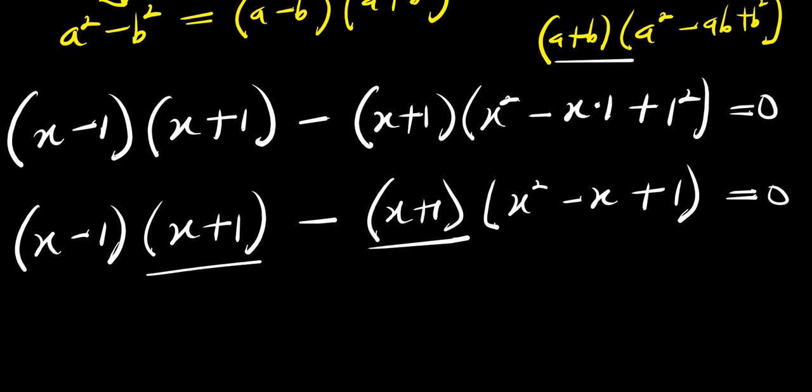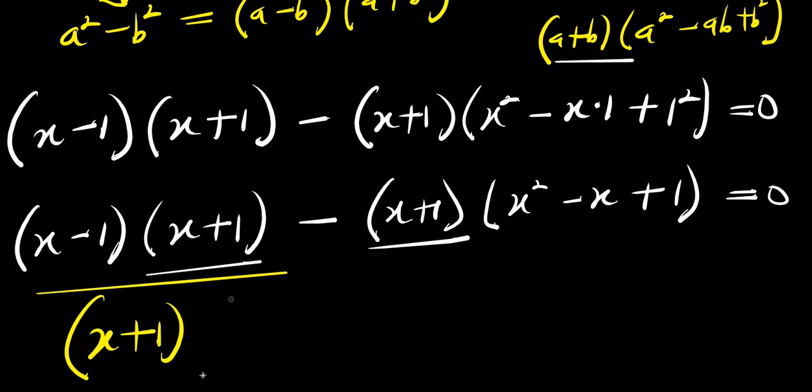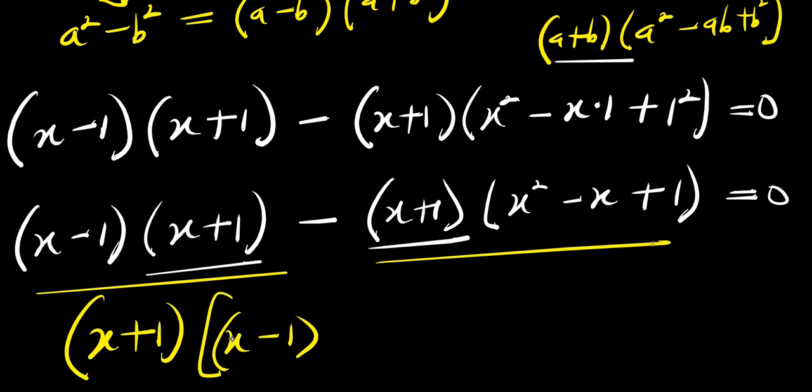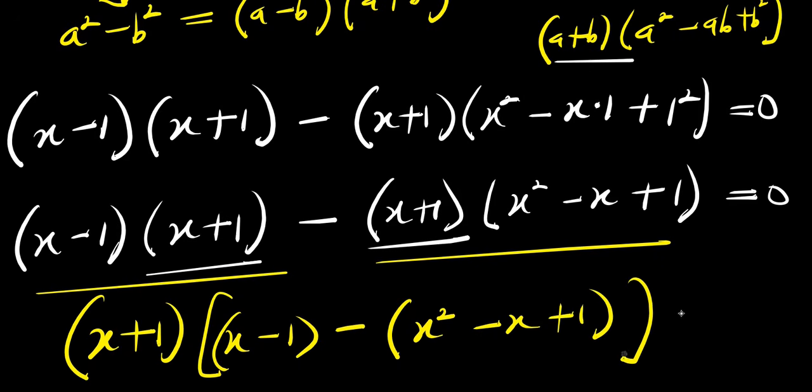x plus 1, I factor that out. I have x plus 1. I divide this by x plus 1, I have x minus 1. Then divide this by x plus 1. This minus here, I have minus x squared minus x plus 1. And this equals 0.